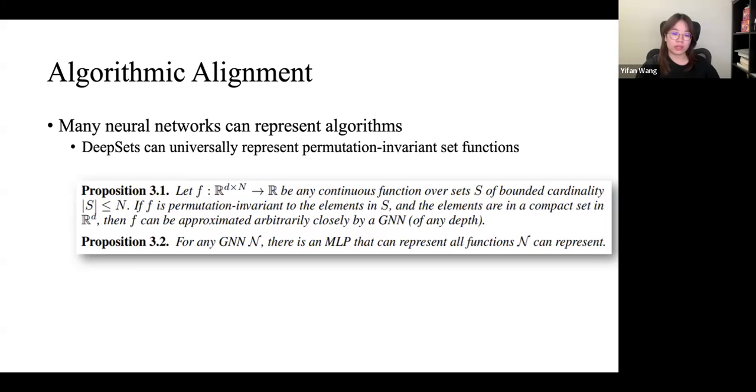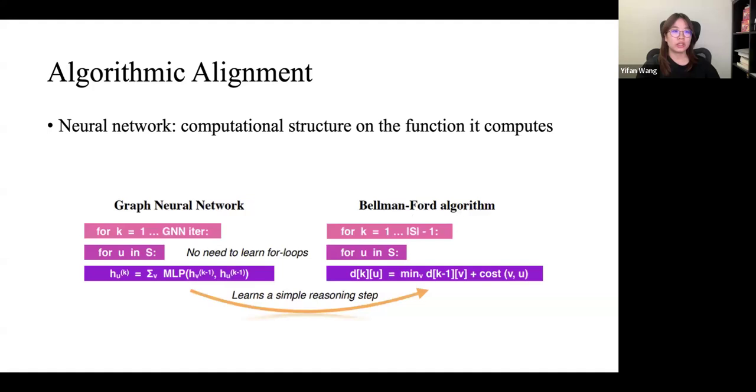Another thing is, although an MLP can theoretically replicate the GNN's function, it would need to explicitly learn a graph structure and pairwise relationships, and this will make the learning process more difficult. In fact, the structure of a neural network is the computational structure of the function it computes. So this corresponds to an algorithm that prescribes how the network combines the computation from each module.